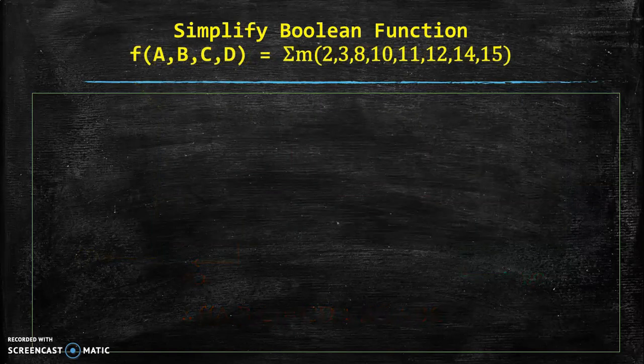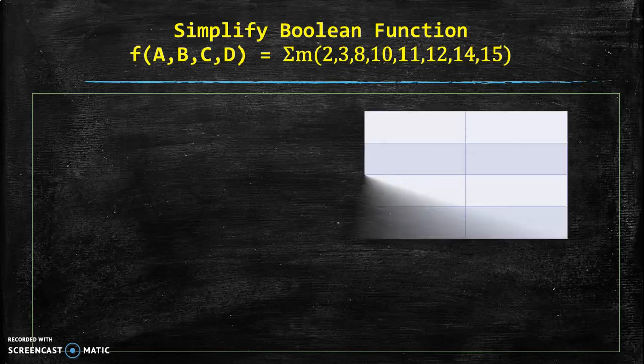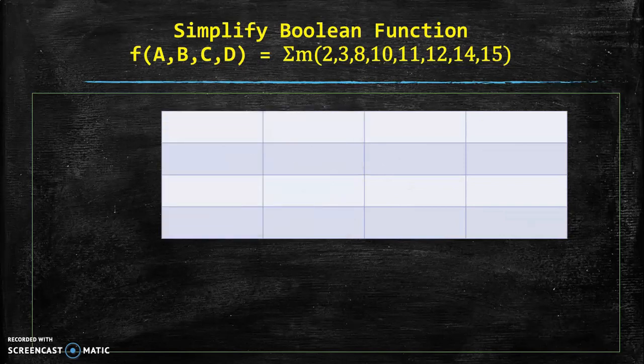Let us take one more example, f of ABCD, and it is given as summation m, and the minterms are given. So for 4 variables we know that we have to prepare a K-map with 16 cells. We can write the variable AB. We can give the numbers 00, 01, 11, 10. We can write the variable CD and we can give the numbers for the cells equally.